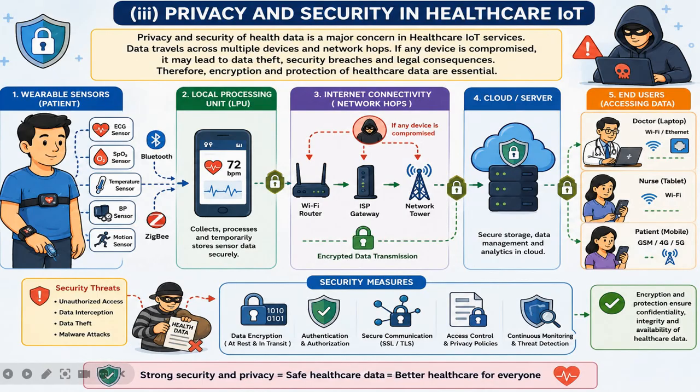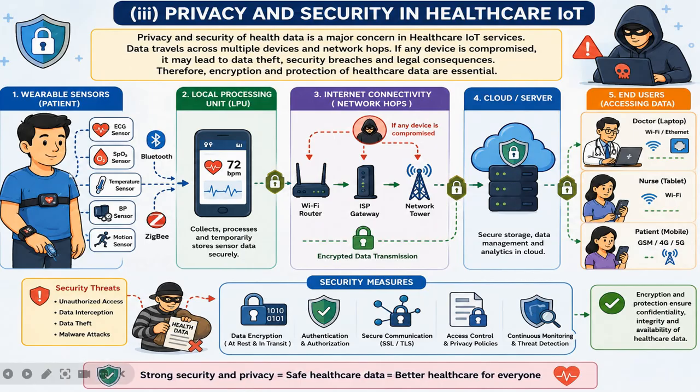Then the third is privacy and security. Here we can see the importance of privacy and security in the healthcare Internet of Things system. We can see how sensitive patient health data travels through multiple devices and networks before reaching the healthcare professionals, and why strong security measures are essential to protect this information.